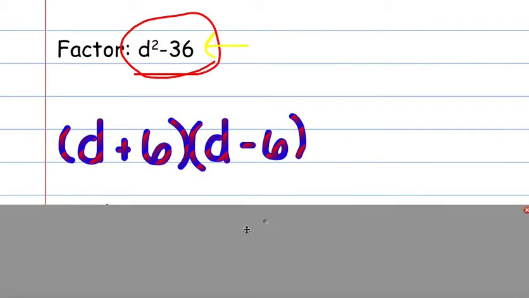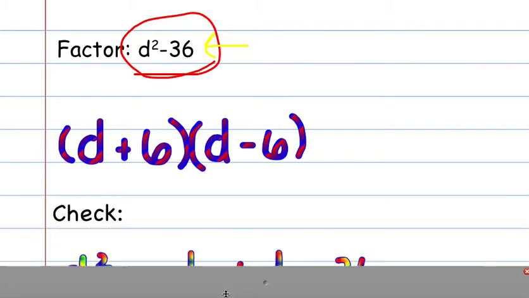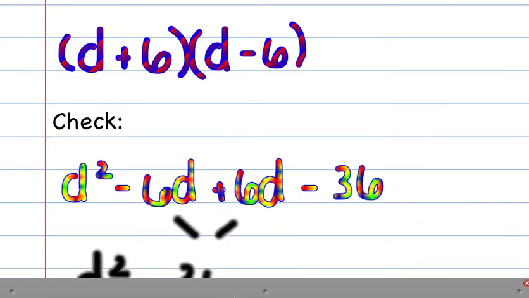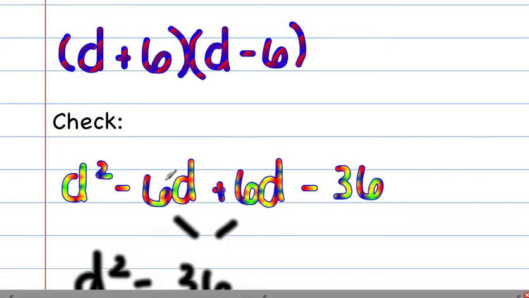And the reason that that happens is because when we go back to double check our work, but we should know that we're right, we're going to see that this FOILs out to be d squared minus 6d plus 6d minus 36. But our negative 6d and our positive 6d are opposites, so these two are going to cancel out, and that's why we're left with our d squared minus 36.